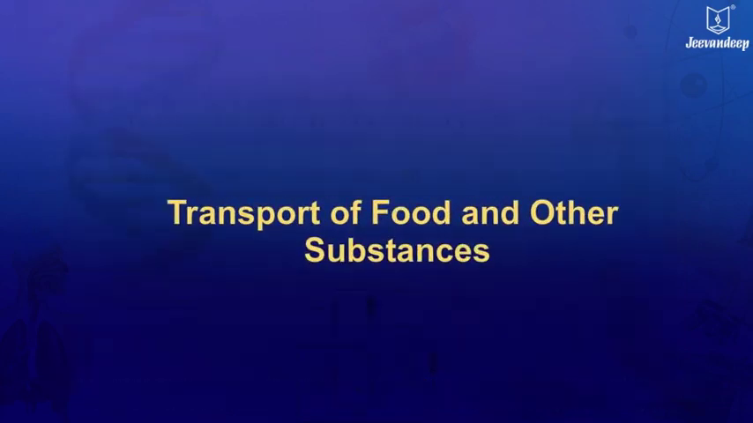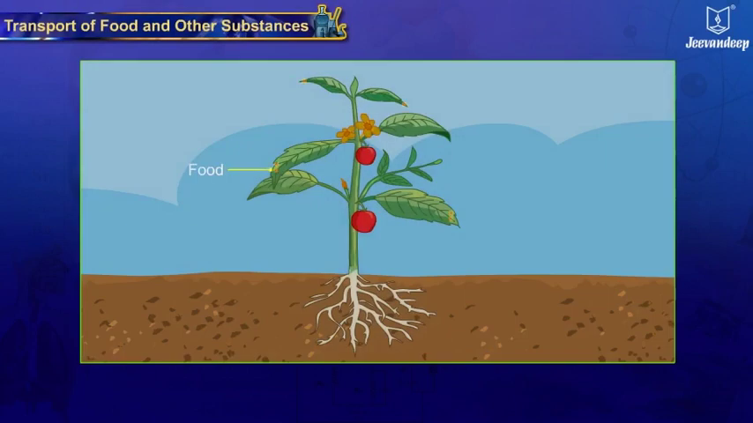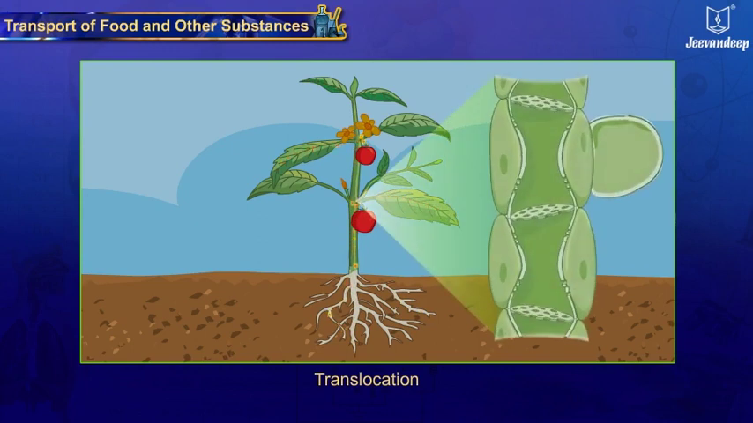Transport of food and other substances. The food which is manufactured by the leaf cells is transported to each and every cell of the plant for nutrition and to the roots, fruits, and seeds for storage. This process is called translocation. It takes place through phloem in upward as well as downward direction.